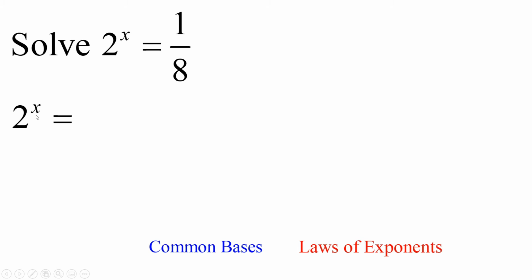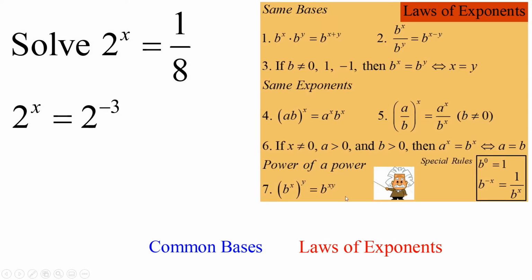So on the left I still have 2 to the x, but do you guys agree that 8 is 2 to the third? And if I brought that up, that would have to be 2 to the negative 3. Does that make sense? And now, here's your laws of exponents right here. Look at number 3: b to the x equals b to the y if and only if x equals y. Well, 2 to the x equals 2 to the negative 3 if and only if x equals negative 3. So that is how we solve exponential equations when we can get a common base on both sides.